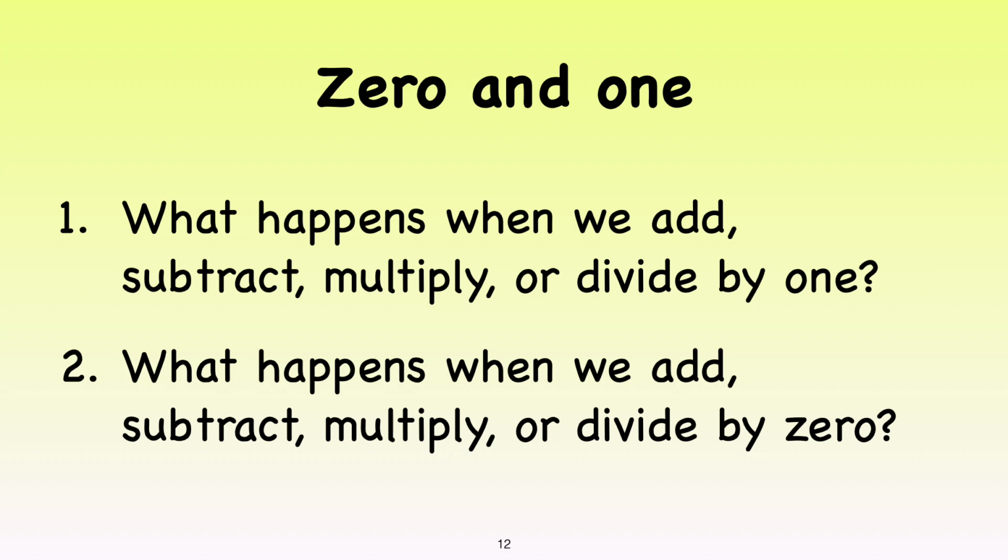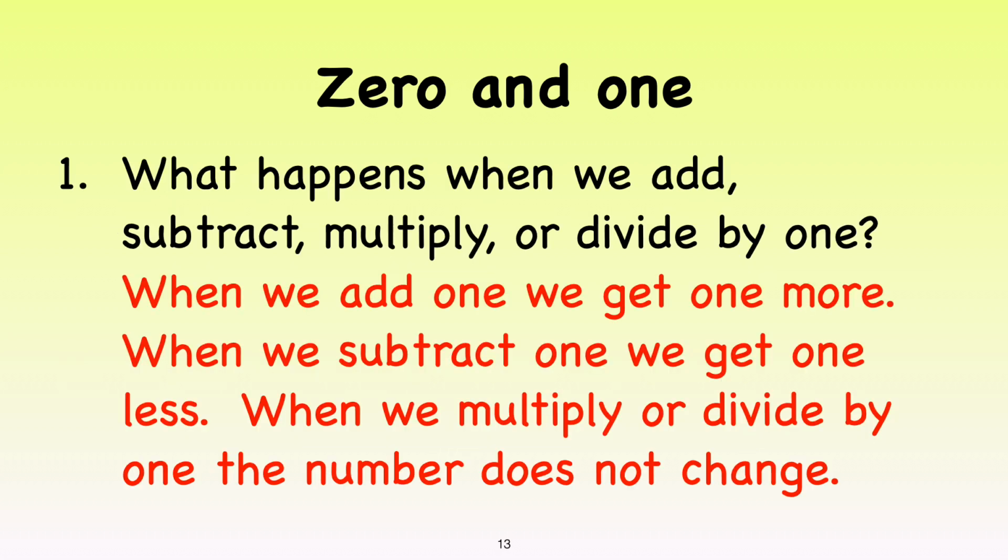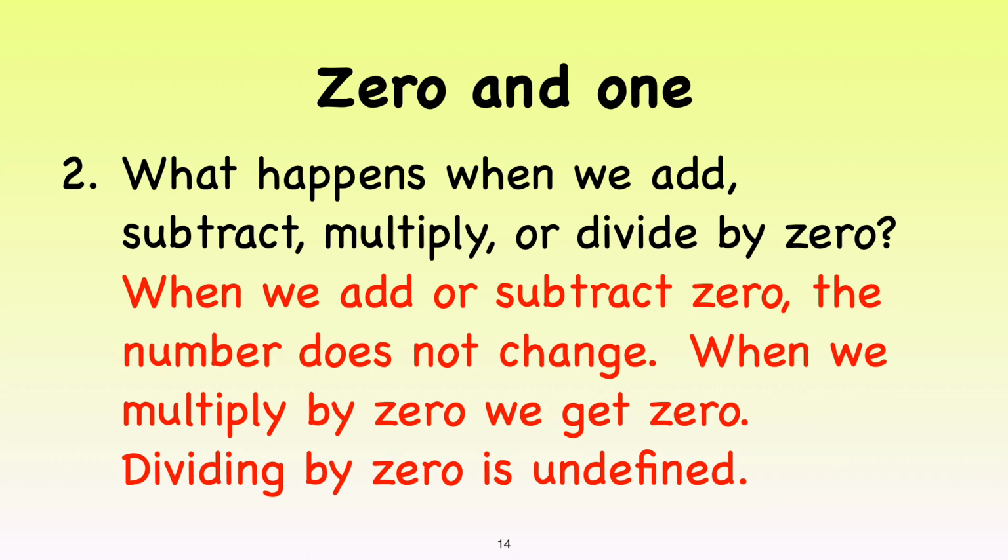What happens when we add one, or subtract, or multiply and divide by 1? What happens when we add, subtract, multiply, or divide by 0? When we add 1, we get 1 more. When we subtract 1, we get 1 less. When we multiply or divide by 1, the number does not change. When we add or subtract 0, the number does not change. When we multiply by 0, we get 0. When we divide by 0, the result is undefined.